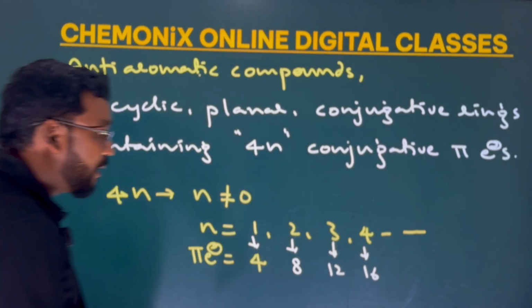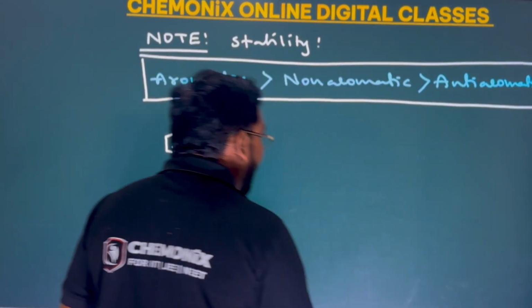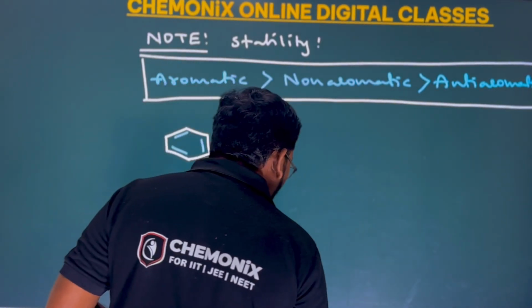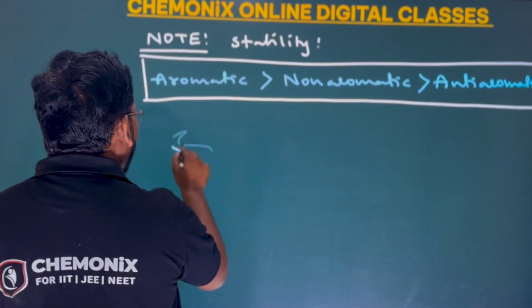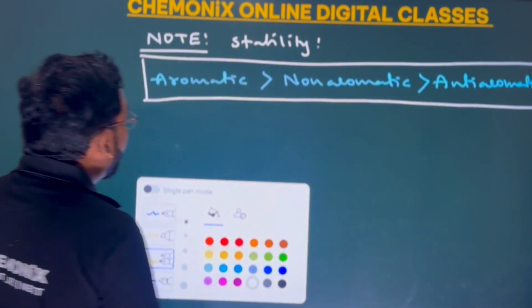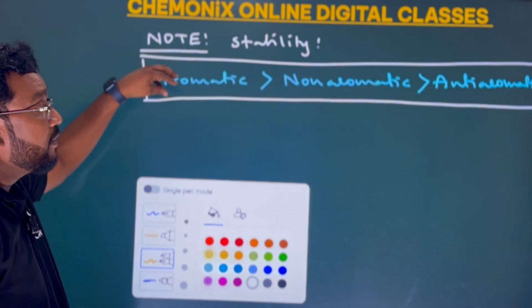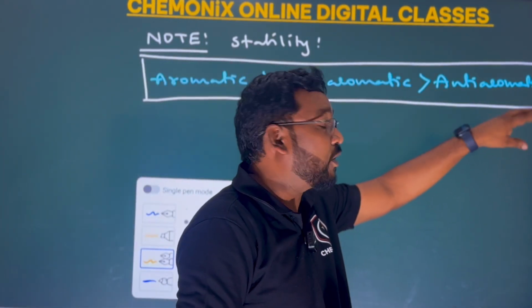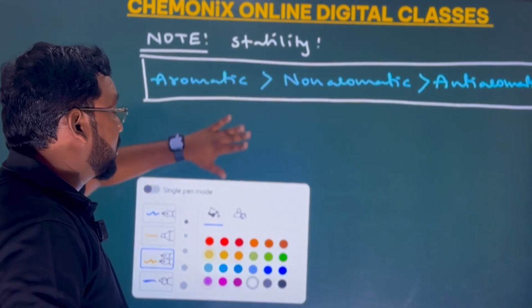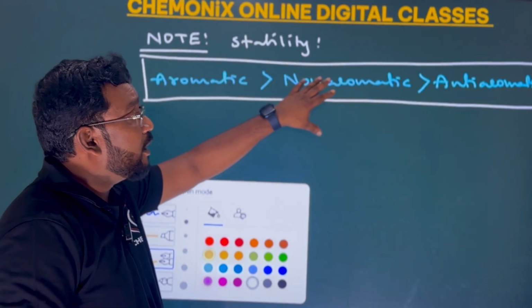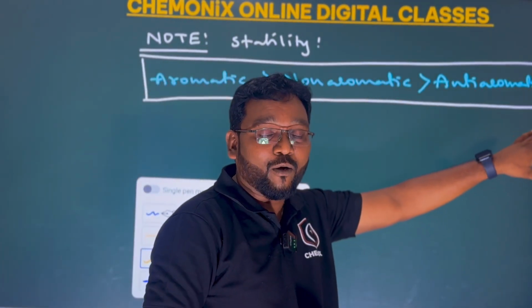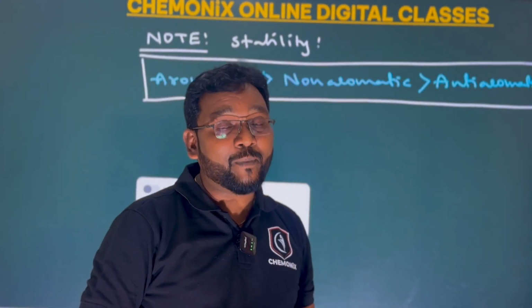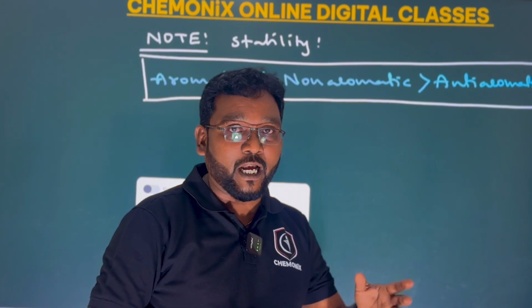Okay, well, now let me tell you one more important thing to know about the stability of aromatic, anti-aromatic and non-aromatic compounds. If you see the stability of these compounds, generally aromatic compounds are more stable than non-aromatic compounds, and non-aromatic compounds are more stable than anti-aromatic compounds. This is the really important thing to understand here. Why? Because we have application based questions. We will discuss application based questions accordingly.